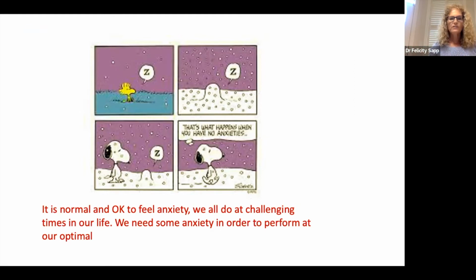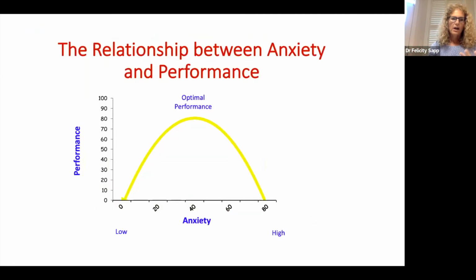You can see here, Woodstock has no anxiety, and now he's covered with snow. I will show them this graph to understand what that relationship between anxiety and performance is. So with a low amount of anxiety, we're not going to do well at things. We need some of those jitters. We need some of that anxiety to motivate us to do well. And then when we have too much anxiety, then we see that we also don't perform well.